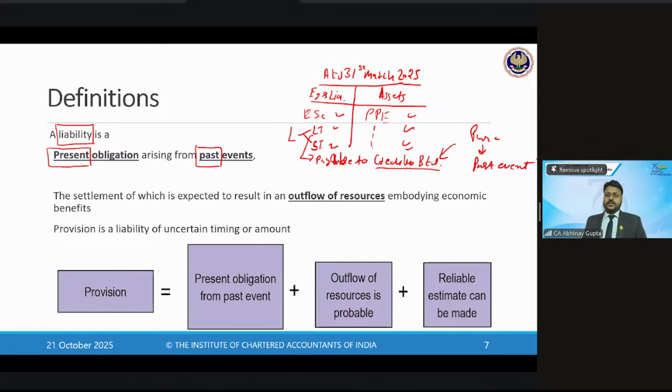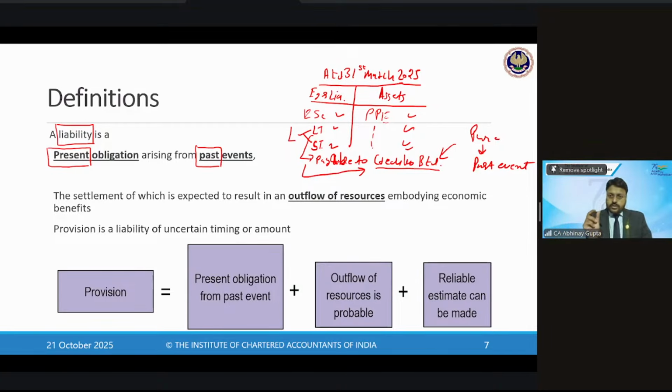Yes, it is a past event, because this purchase has already occurred. Now, by virtue of this past event, I have something to pay to B Limited. Whether I make this payment immediately in the next one week, or in a month, or in a year, or in a couple of years, doesn't matter. But can I say that this is my present obligation?